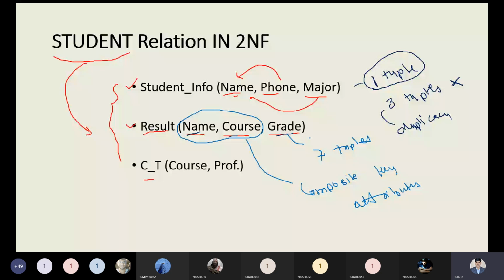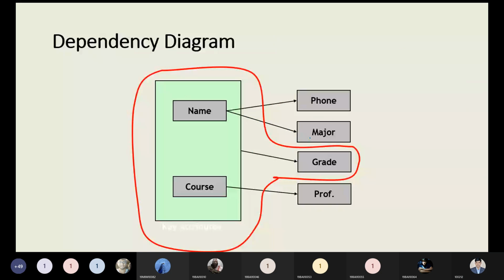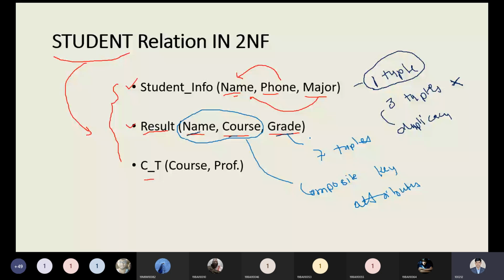So grade depends on the name and course. We have done this activity like this diagram. You have remembered. After applying all these things, we got 7 different tuples, and it determined that each and every student, followed by the course, has his or her grade. So this is the point.